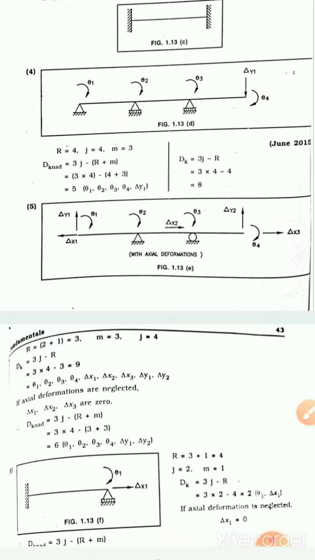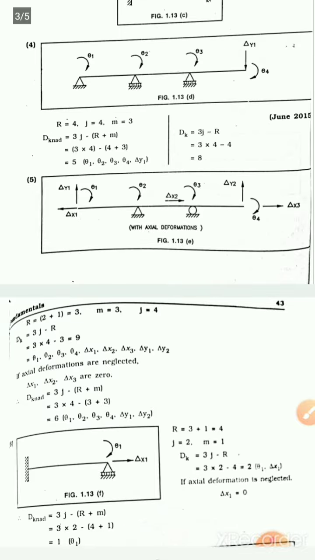So DK equal to 3j minus r. joint कितने हैं 4. So 3 into 4 minus 4, so it is 8. Now DK and AD we have equation for that 3j minus r plus m. Joint is equal to 4. So 3 into 4 minus 4 plus 3, so it is 5. कौन कौन से आएंगे डिस्प्लेसमेंट थीटा 1 थीटा 2 थीटा 3 थीटा 4 एंड डेल्टा y1.